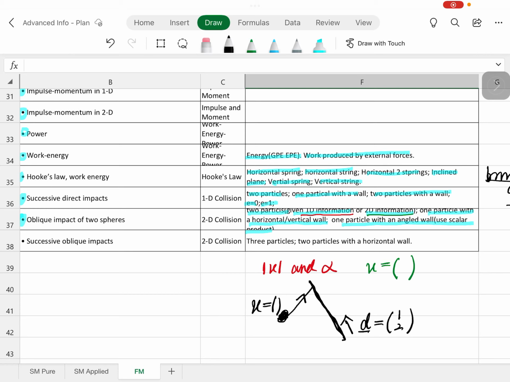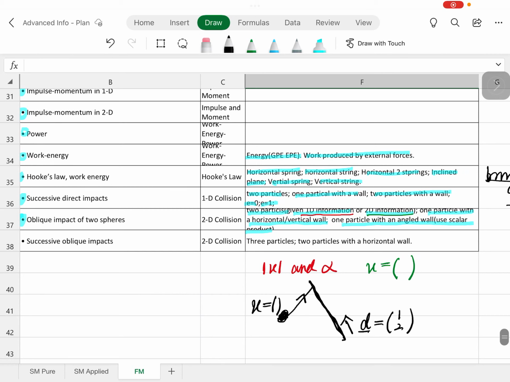For this kind of question, do you know how to do it? You still need to find the components parallel and perpendicular to the wall. Sorry, not cross product. Actually, dot product. Use the dot product to find the components of u in the direction of d. Yes. Sorry. Dot product.